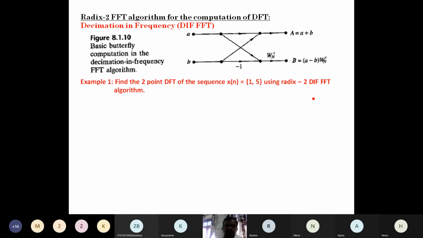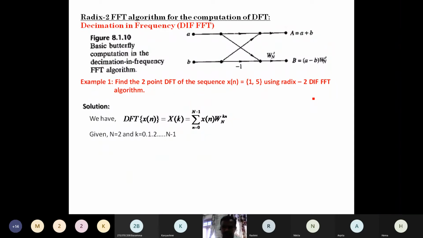Let us go for the same thing. Whatever DIT calculation we have done, I will solve the same problem using DIF. So example 1, which I am discussing, is the same example we discussed in DIT, but the calculation is different because the butterfly diagram is different. The concept is different. I am going for a mathematical step first because it is only 2 points, so it is easy to calculate.